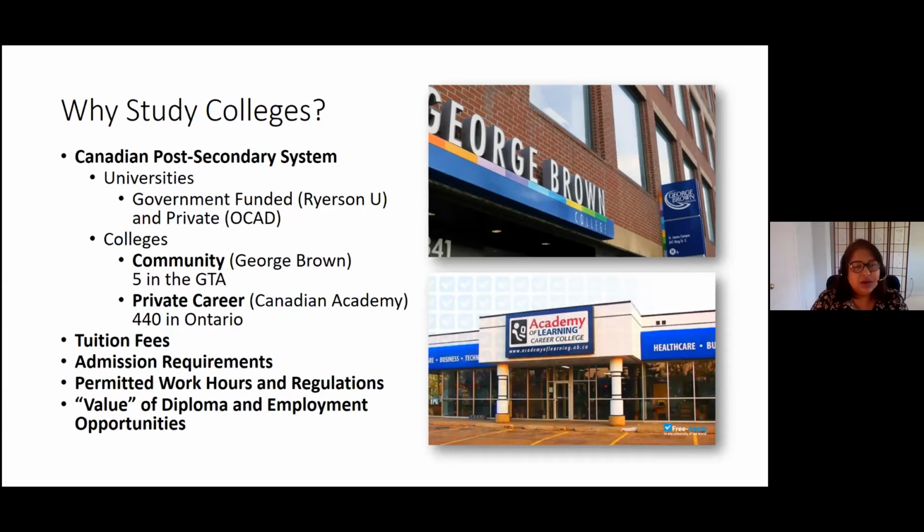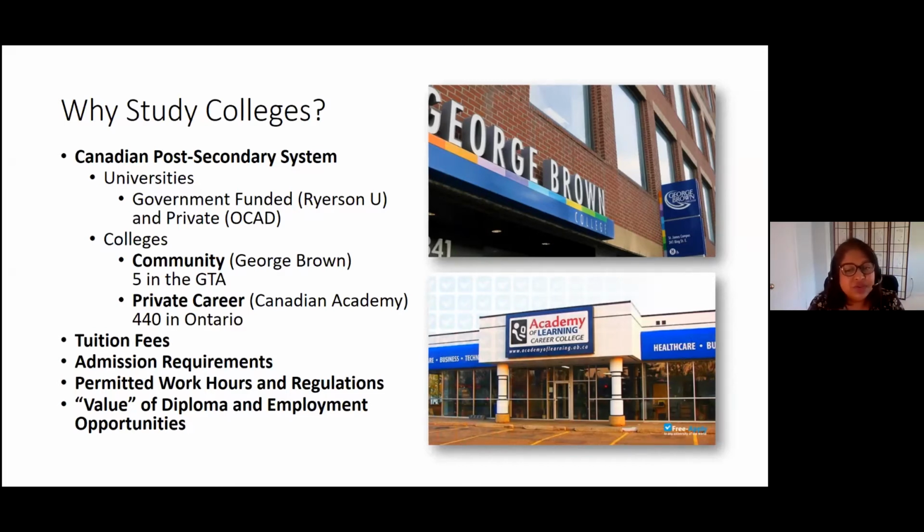There are universities, there are colleges. Most universities are government funded like Ryerson, but there are also private universities. And within colleges, what is more interesting is that even though there are community colleges which are government funded, and there are 5 of those in the GTA, like George Brown, Centennial, Sheridan, Seneca, and Humber, there are, however, about 440 private career colleges, and these are all over Ontario. We don't have the exact number for the GTA because these keep fluctuating, and also with the designated learning institutes, if you go through them, it's difficult to know which one is where.